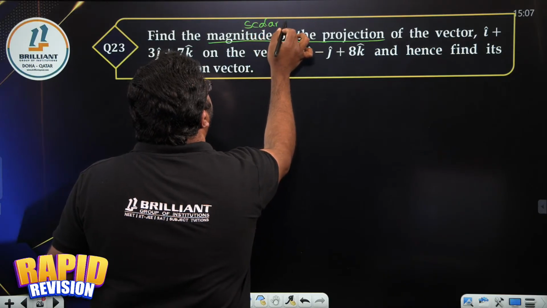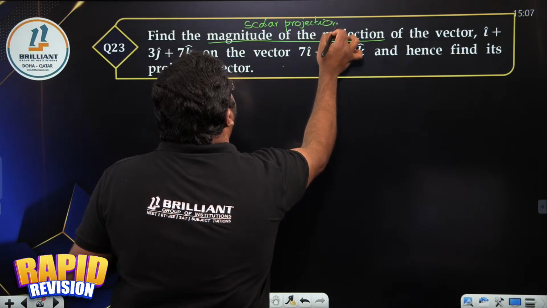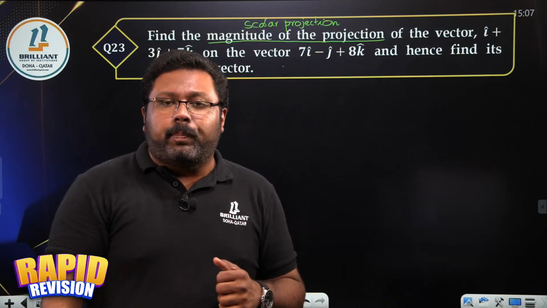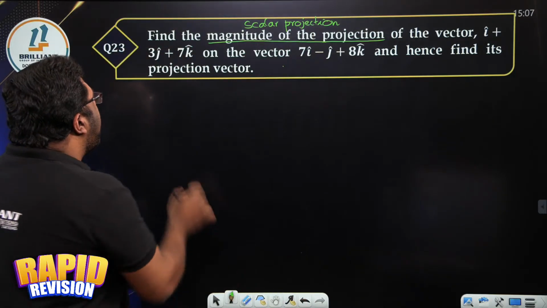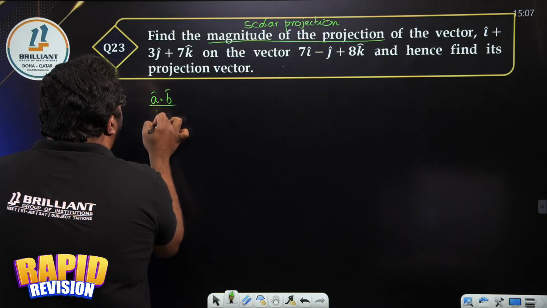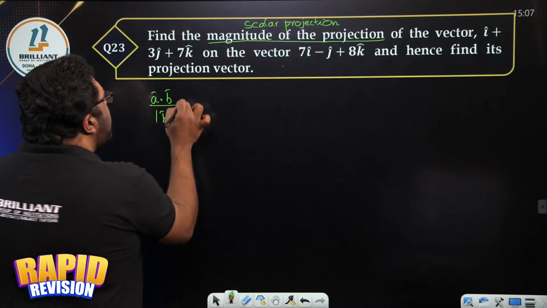It simply means the scalar projection. What is the meaning of magnitude of the projection? It simply means scalar projection. And the scalar projection is A dot B by magnitude B.